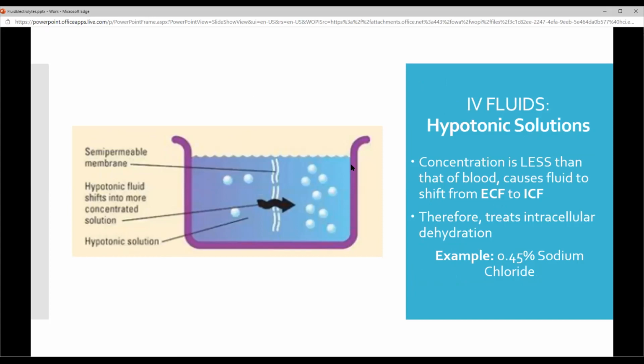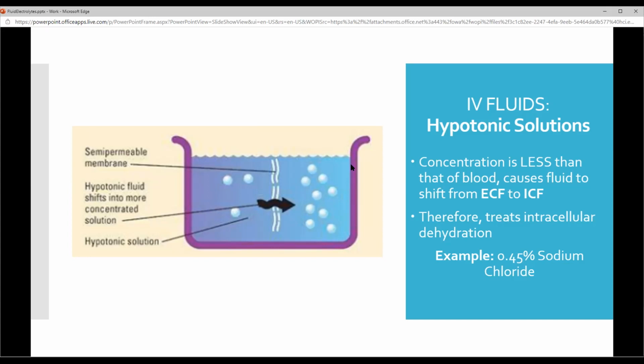Hypotonic solutions are going to have a lesser concentration than that of the blood, right? Because they don't have as much concentration, what they're going to do is force, by osmosis, fluid to shift into the cells. And I'll show you a picture of that in a second. So fluids are going to go from outside of the cells into the cells when you administer hypotonic solutions.